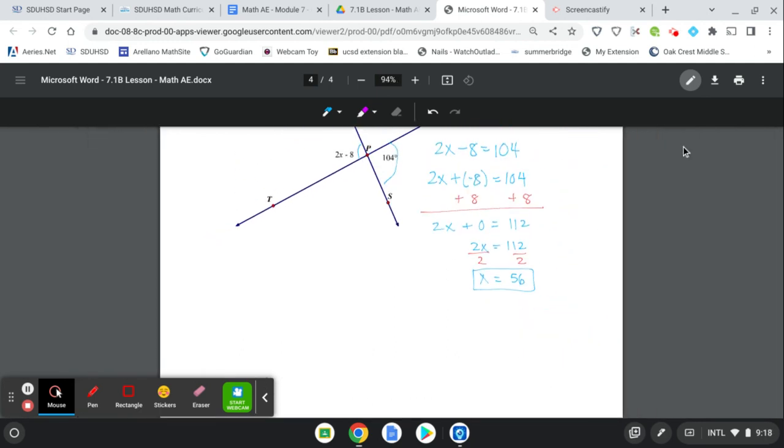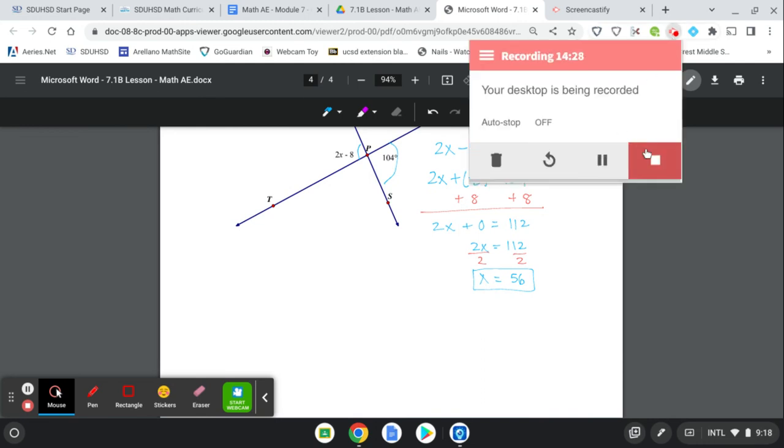And that concludes lesson 7.1b. So now you can use this knowledge to do the homework for 7.1b.